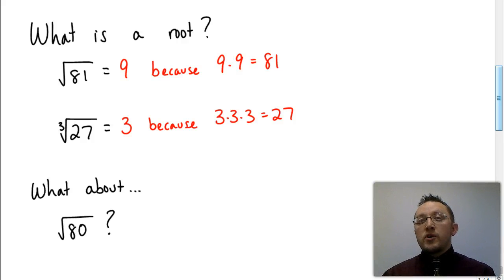But what about cubed roots? Like if I have the cubed root of 27, that means what times itself 3 times would give us 27? Well, 3 times 3 times 3 is 27, so the cubed root of 27 would be 3.